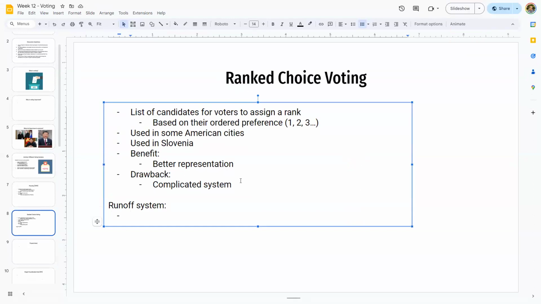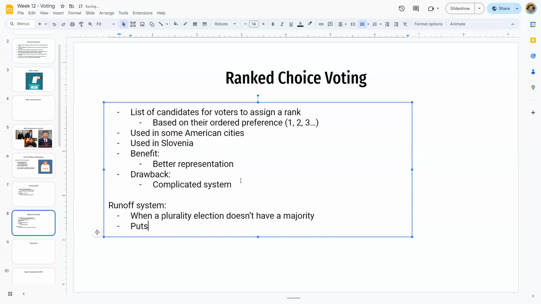So the runoff system is not really commonly used for regular elections. It's when the plurality election doesn't go perfectly as planned, and none of the candidates get more than 50%. They choose the two top ranking candidates, and they put them one-on-one on a vote, and the one that gets the most votes automatically wins.